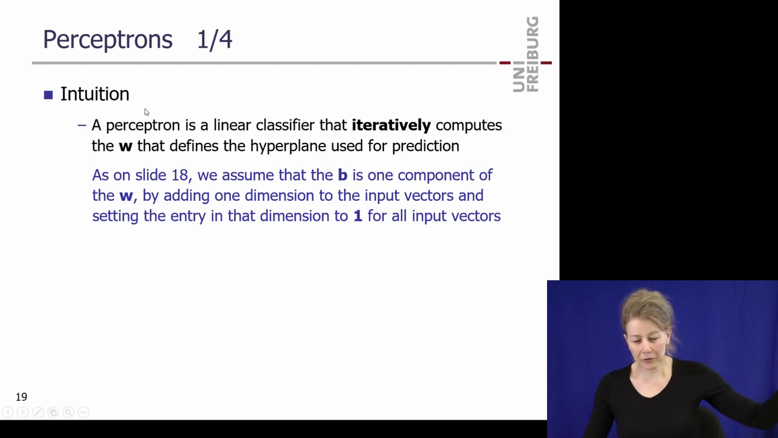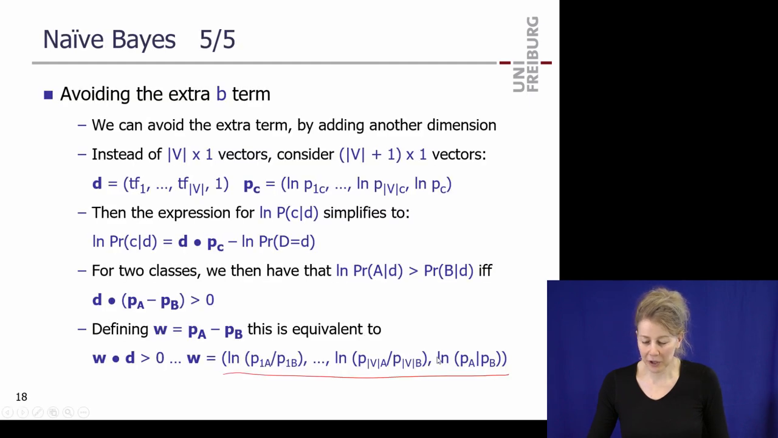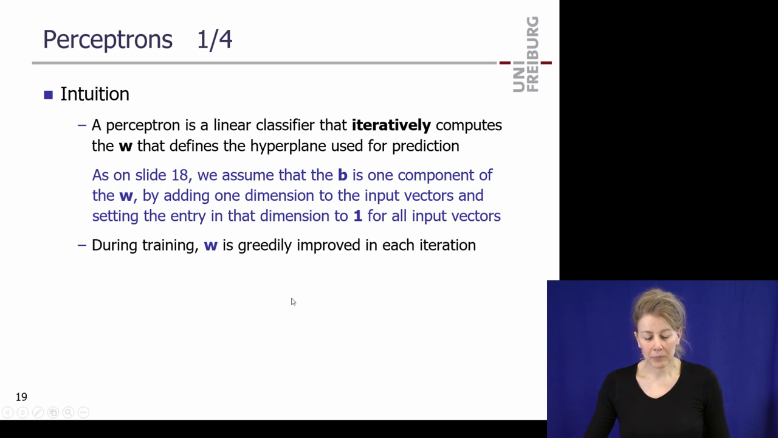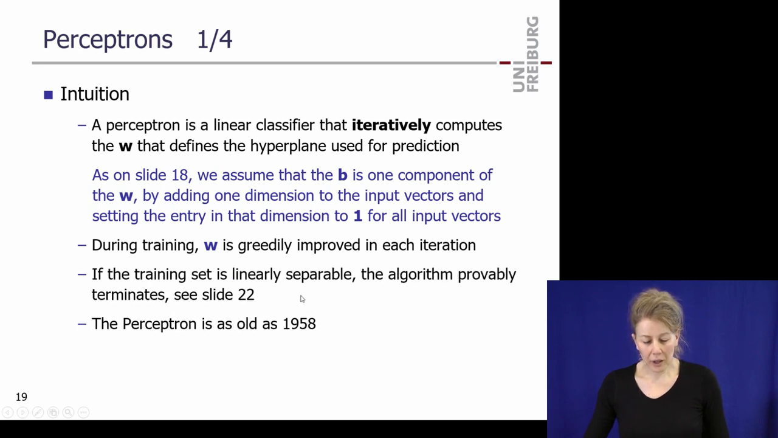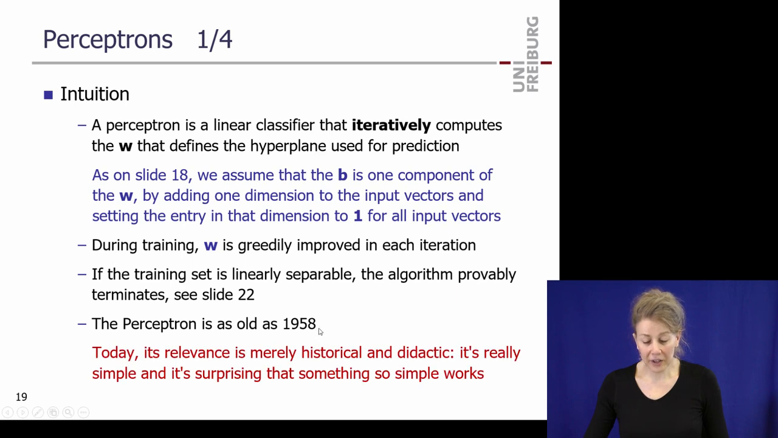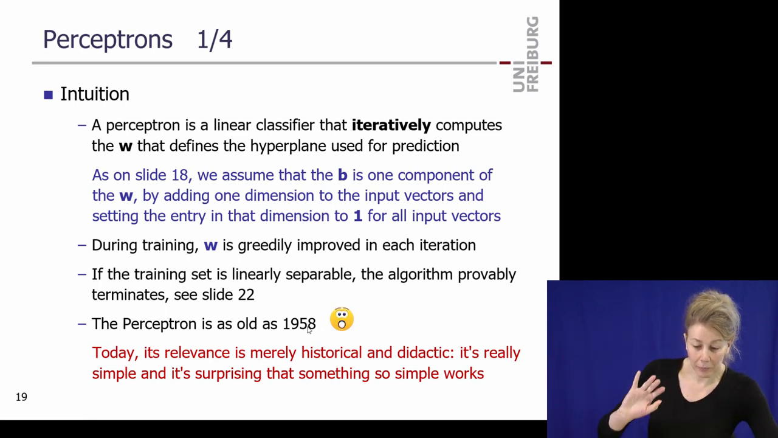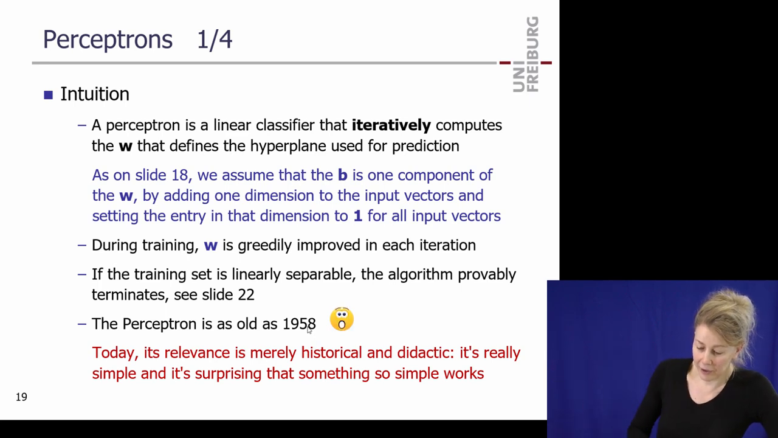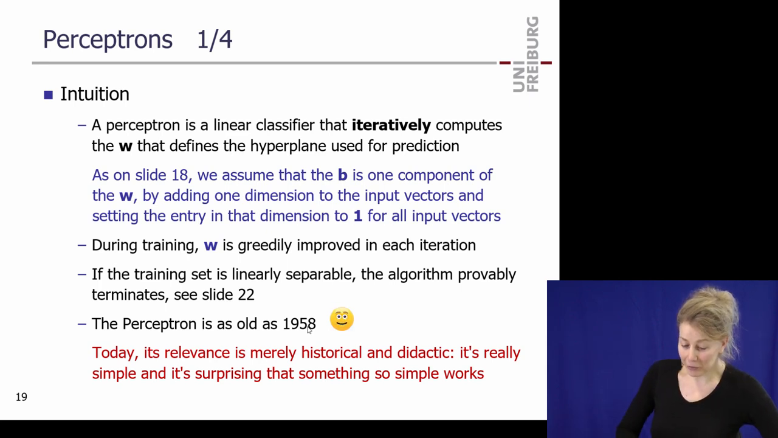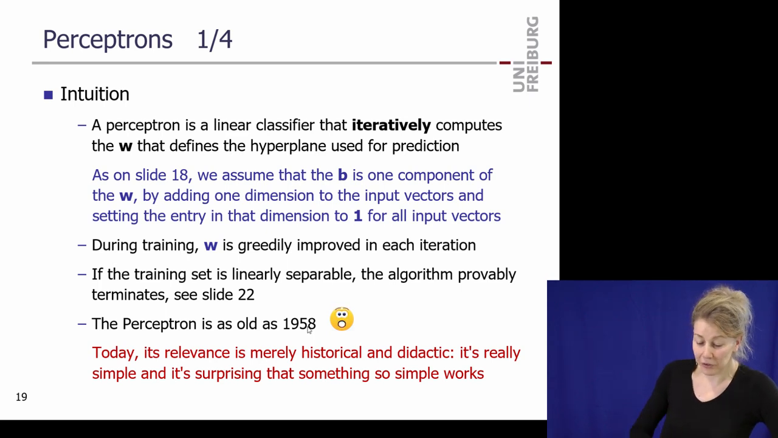And again, we forget the B, because we have lifted everything one dimension up. We just want to find a W, like here, but via different means. So what do we do? The perceptron is as old as 1958. Here's the emoticon. 1958, super old, and it's still pretty much the basis of what's behind the deep learning revolution. Most of the theory was already there 70 years ago. Quite amazing. Today, nobody uses the perceptron. It's merely of historical purpose, but also didactic, because it's so simple and the real thing is pretty similar, which I will also show today.